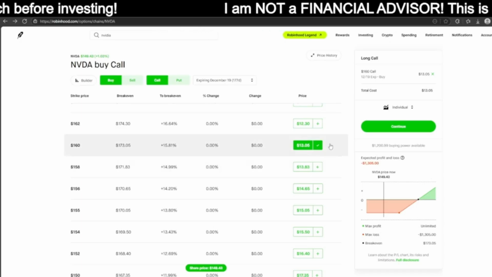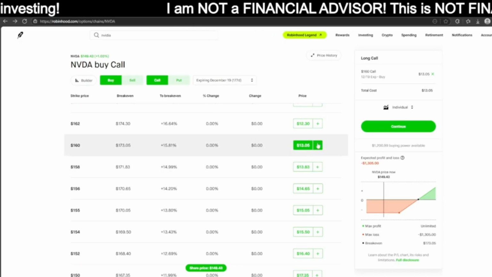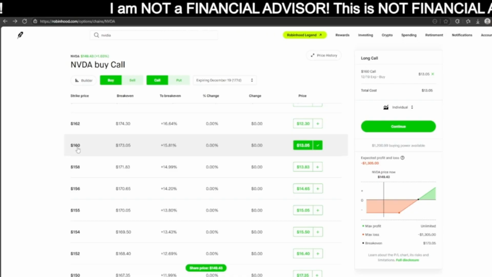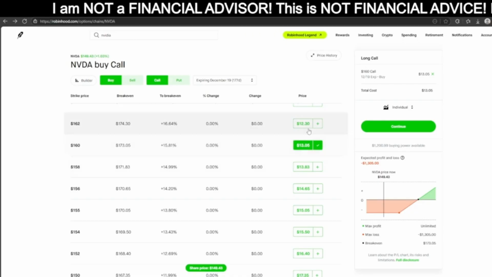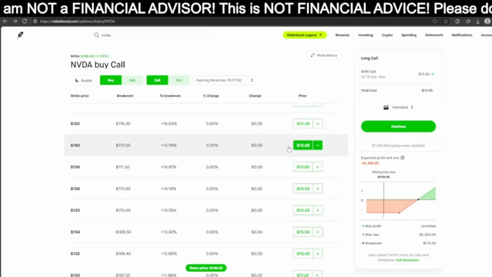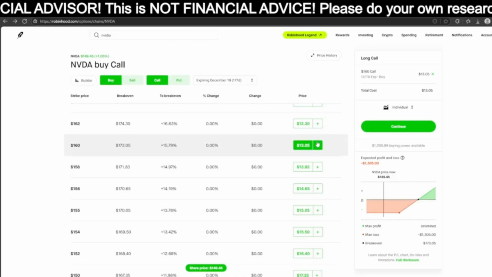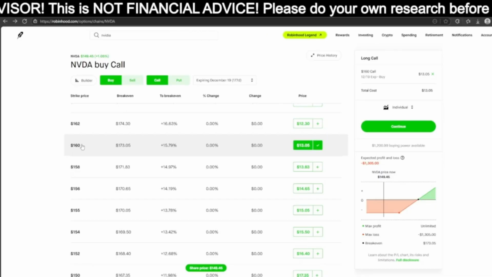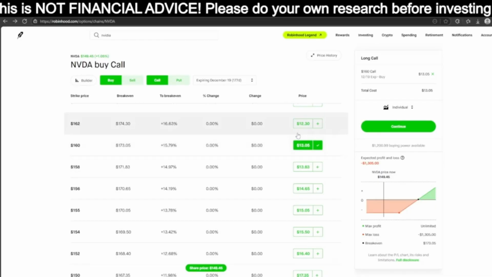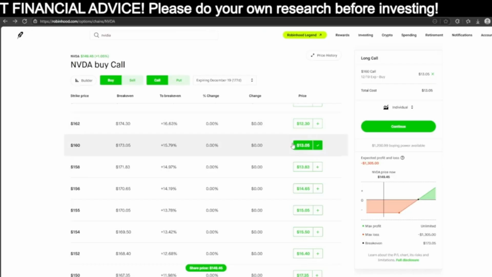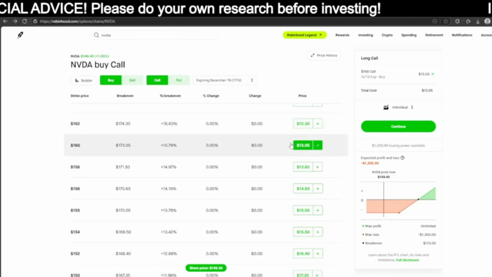Well, it's because, again, remember, your cost basis, you're paying for NVIDIA to go to 160, but you've got to pay $13.05 for every share of NVIDIA. So if it hits 160, you still lost your $13.05 because, again, you paid that much for it. It's a cost basis that you have.